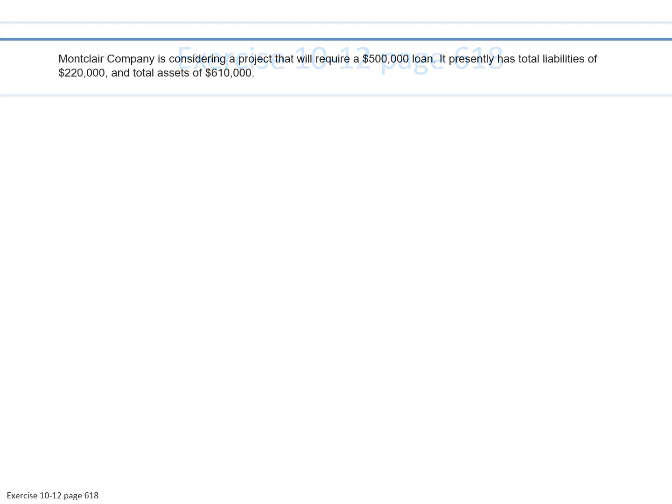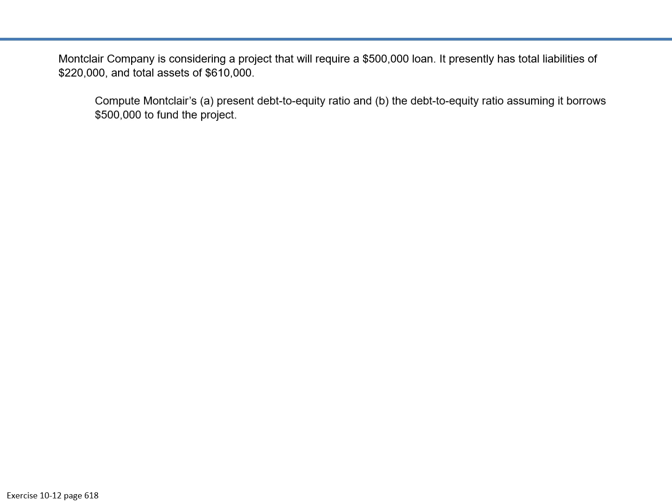Exercise 10. So Montclair Company is considering a project that will require a $500,000 loan. It presently has total liabilities of $220,000 and total assets of $610,000. So what they'd like us to do is to compute the present debt to equity ratio and then the debt to equity ratio, assuming it borrows the $500,000 to fund the project.